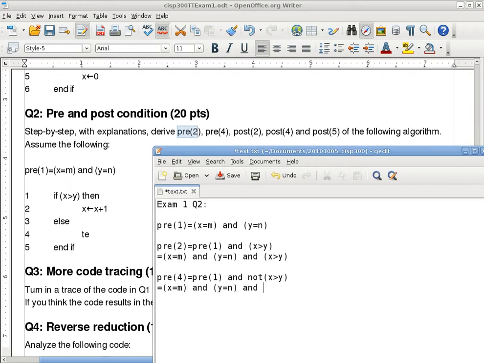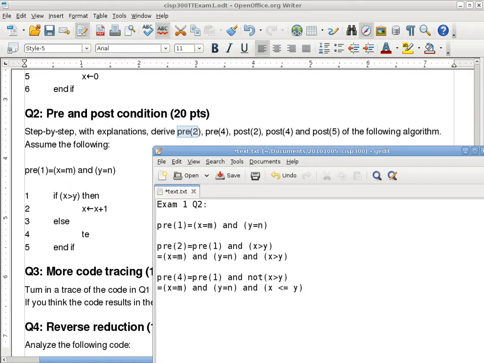And you can simplify if you want to, and not x is greater than y is the same as x is less than or equal to y. So the simplification is up to you. It is optional. I would not take points off if you did not simplify. Do we have any questions at this point? No questions?